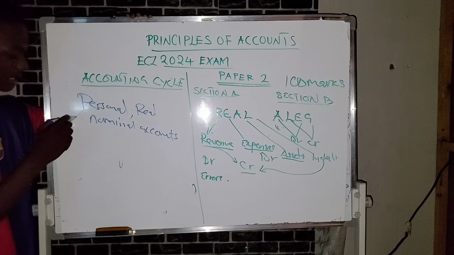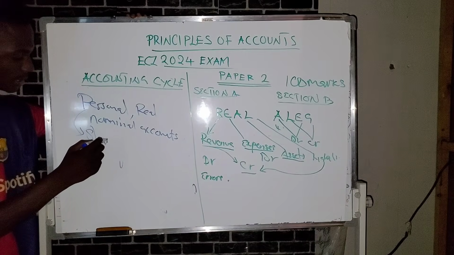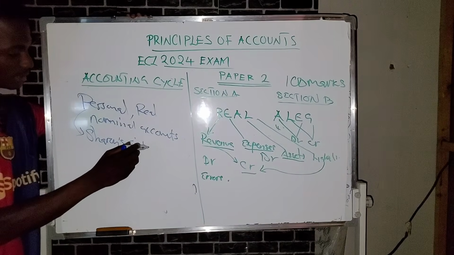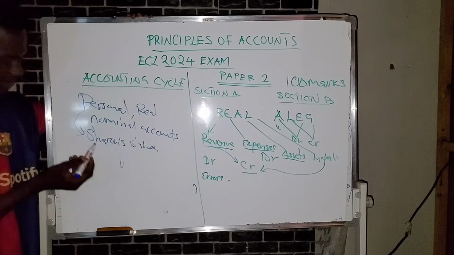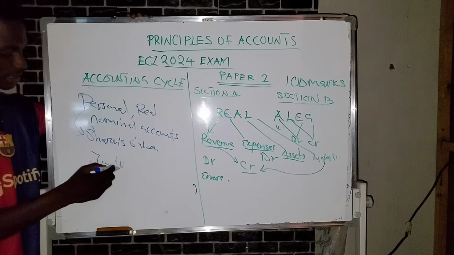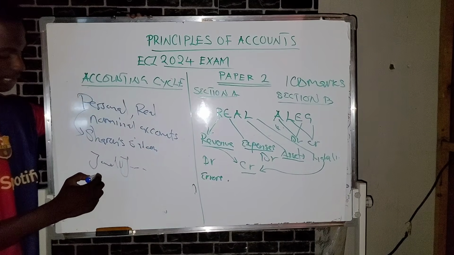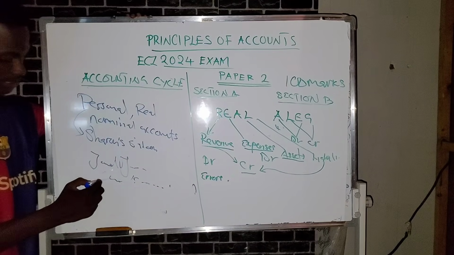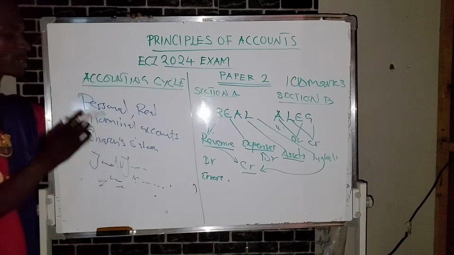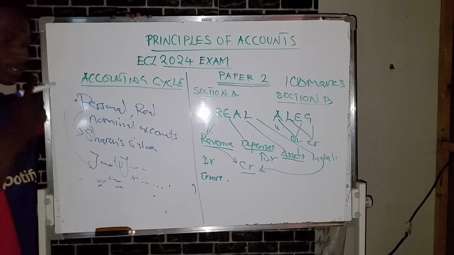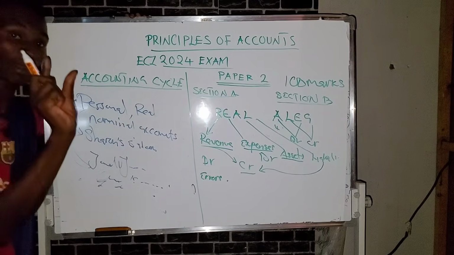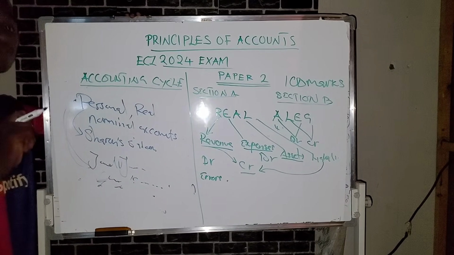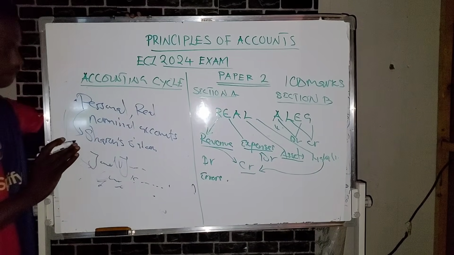Example, let's say Sharon's Salon. Okay, maybe J&J Transport Company. Okay, Lafarge Cement Ltd, Zesco Limited Company. Those are personal accounts. As long as it bears the name of a company or the name of a person, those are personal accounts. Know how to classify those. Are we together?